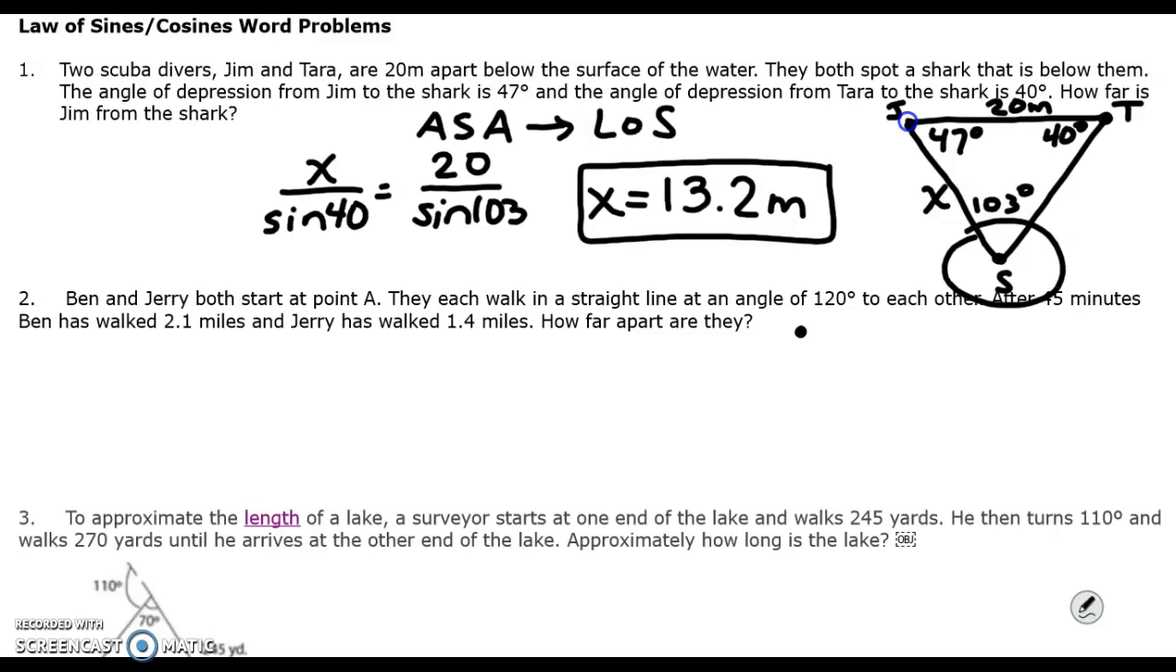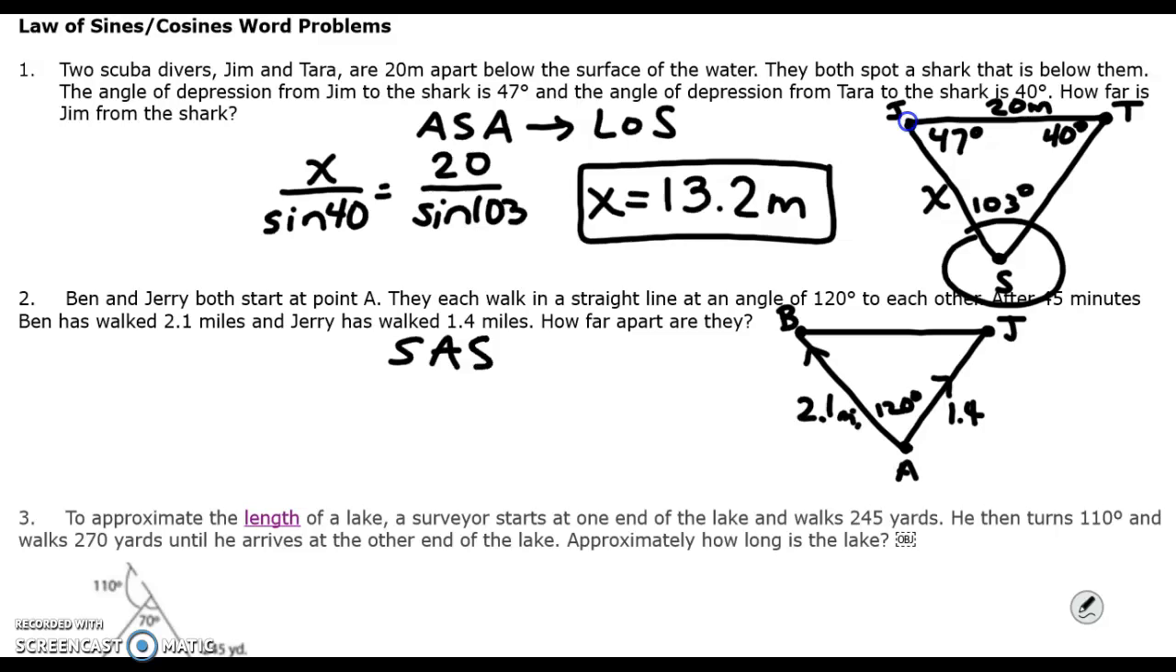Okay, so again, we kind of have Ben a certain distance away from Jerry, but they both started at point A. So they both started at this point, and they walked in opposite directions. Ben walked 2.1 miles, and Jerry walked 1.4 miles, and they walked away from each other at an angle of 120 degrees. So the angle that they kind of separated from each other is 120. So this is a side angle side triangle, which means we're going to use the law of cosines. And they're asking us to find their distance away from each other, or the distance between them at this point.